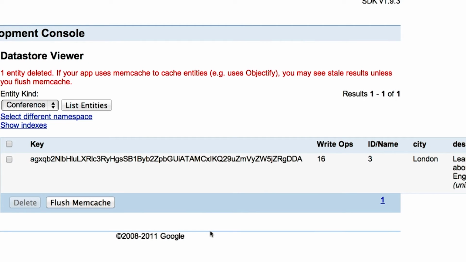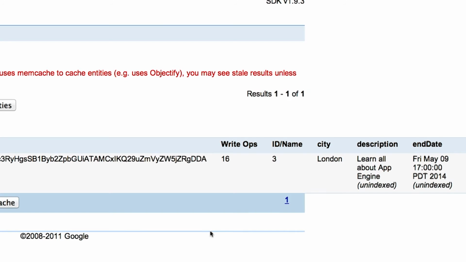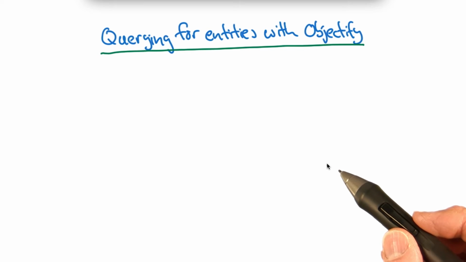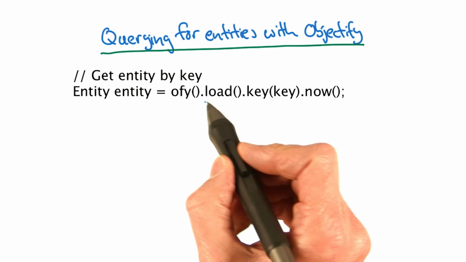And again, we already talked about this, but you're going to need to use the data store viewer in the admin console to review your entities to make sure your conferences actually got created and saved. Now that we've got some conferences, it's time to write the query conferences function. You've already learned that using Objectify, to get an entity by key, you use the load method. So here's the code to load the entity if we know its key.